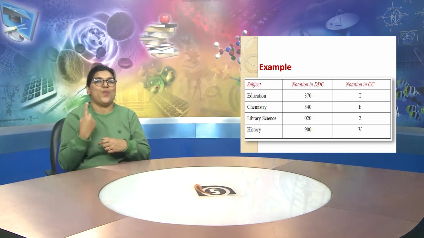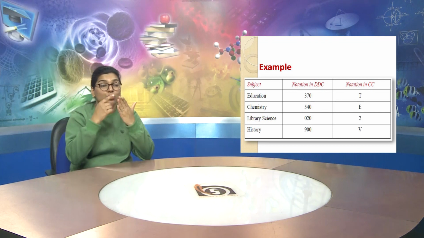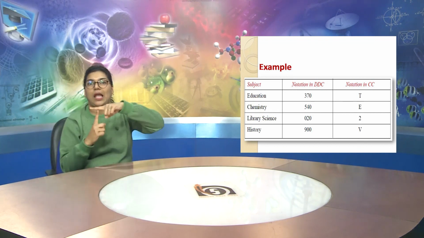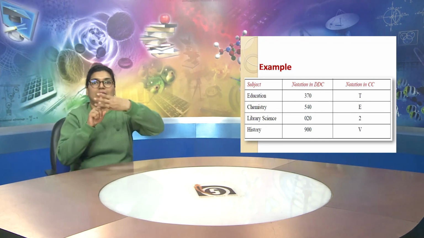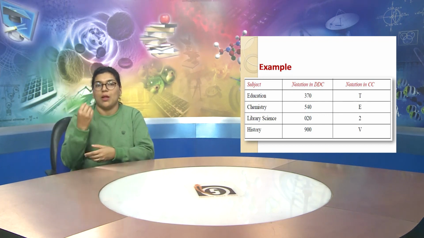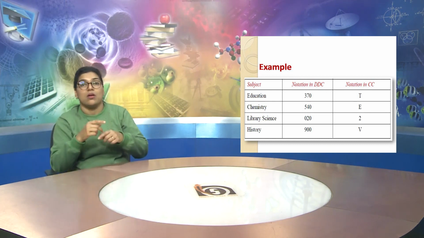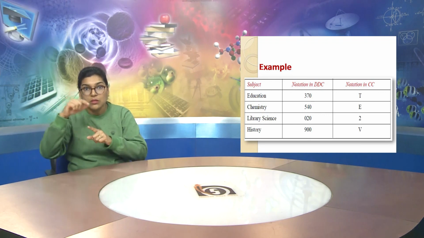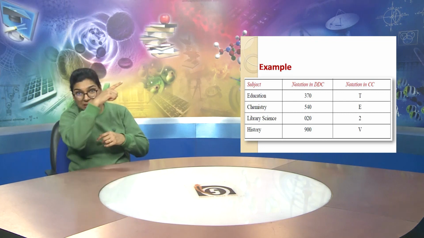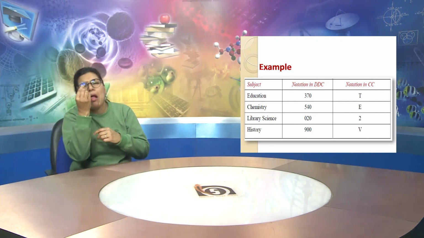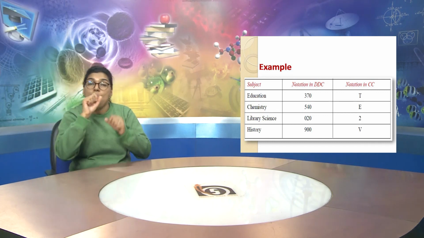And similarly, the third column which you can see is notation in CC, that is used in India. So these are also the codes which we call notation. For education, the code used is T. For chemistry, it is E. For library science, it is 2. And for history, it is V. So what we understood is the middle column is used for international purpose and the last column CC is used for our own Indian libraries.